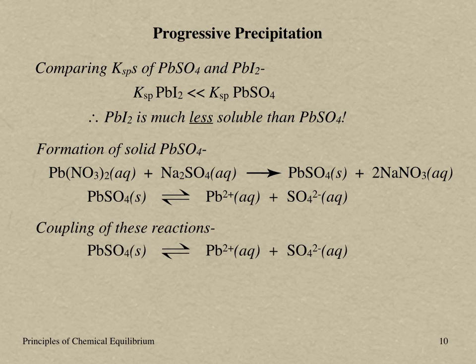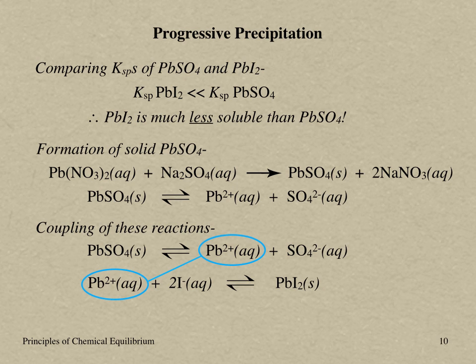If a solution of NaI, which is a source of I-, is added to the solid PbSO4, the I- will react with any Pb2+ that is in solution, forming the less soluble yellow solid PbI2. This continues until all of the PbSO4 has dissolved and only solid PbI2 is present. These reactions are coupled through the Pb2+ ion.